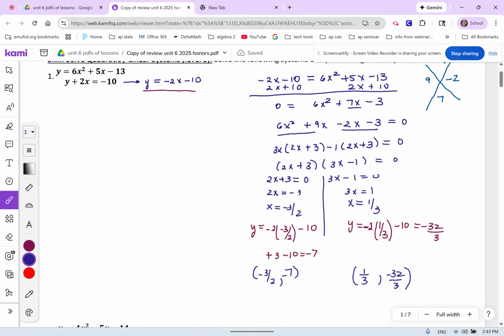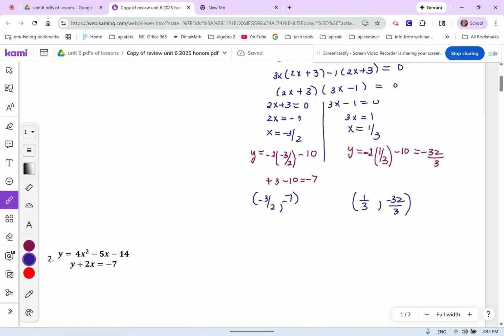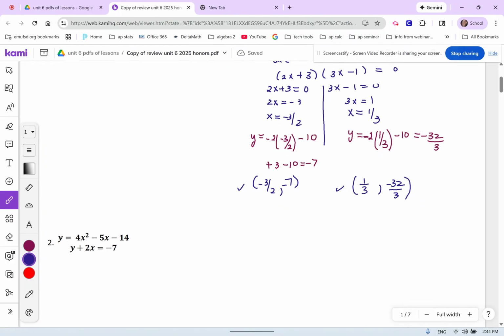And you would check those solutions. You can either check them graphically, or you can check them algebraically. But both of those are correct, and so I have those as my two solutions.